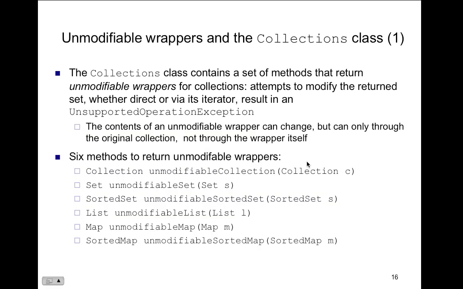So, unmodifiable wrappers and the collections themselves. These are the unmodifiable. So the collection class contains a set of methods and returns unmodifiable wrappers for collections. So attempts to modify and return the set, whether direct or indirect, by the iterator results in an exception. And we're going to talk about exceptions in the next lecture, but you probably already know about the concept. To try to open up a file, you get, and it's not there, you get an I/O exception. Here you get unsupported. You can't modify it.